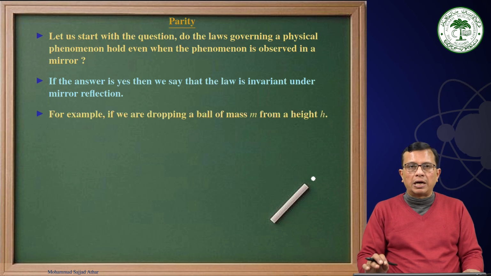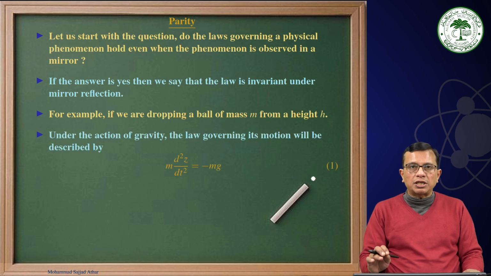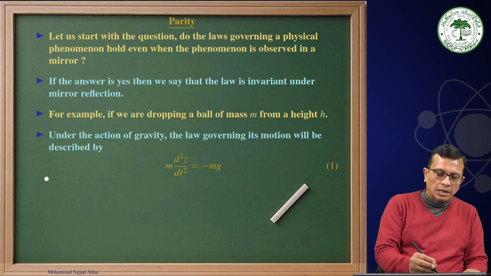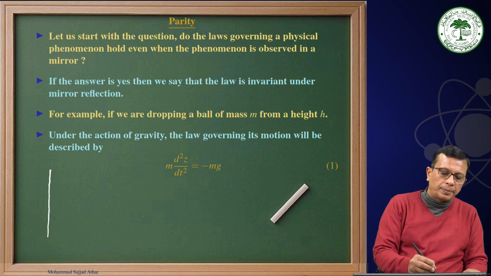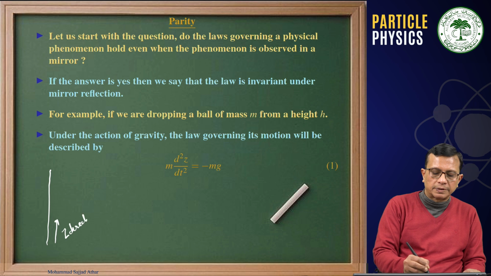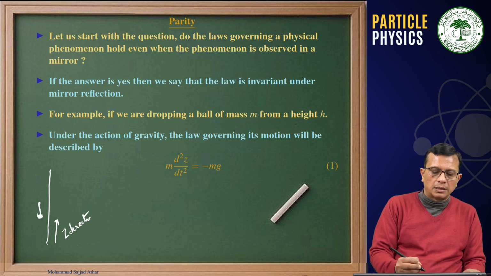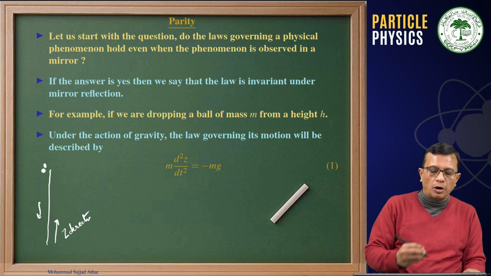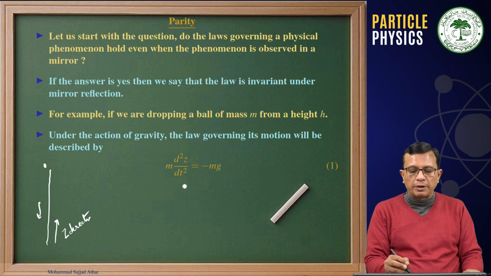For example, if we are dropping a ball of mass m from a height h, under the action of gravity, the law governing its motion will be given by, say, I'm talking about a ball being dropped and this is my z direction. This is how the ball is getting dropped. Then the equation of motion is given by m d squared z by dt squared is equal to minus mg.